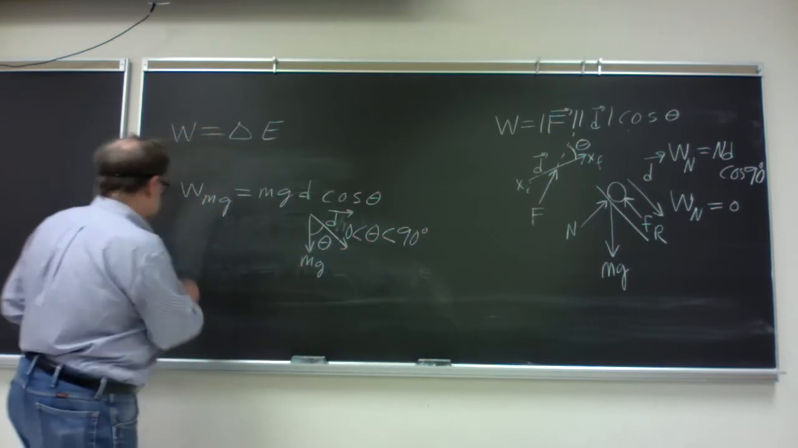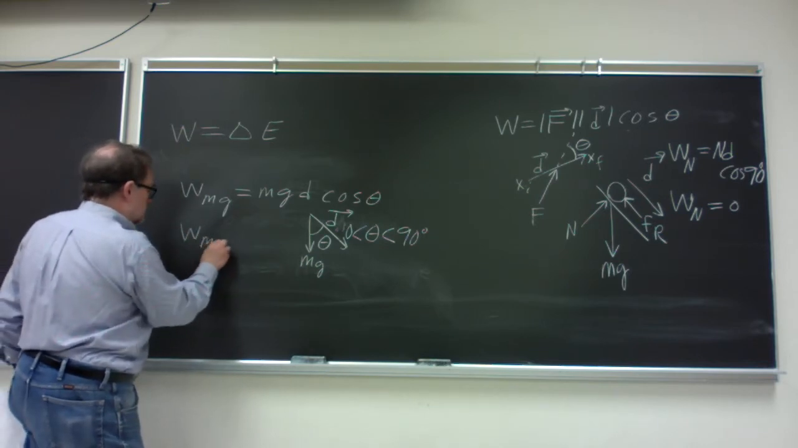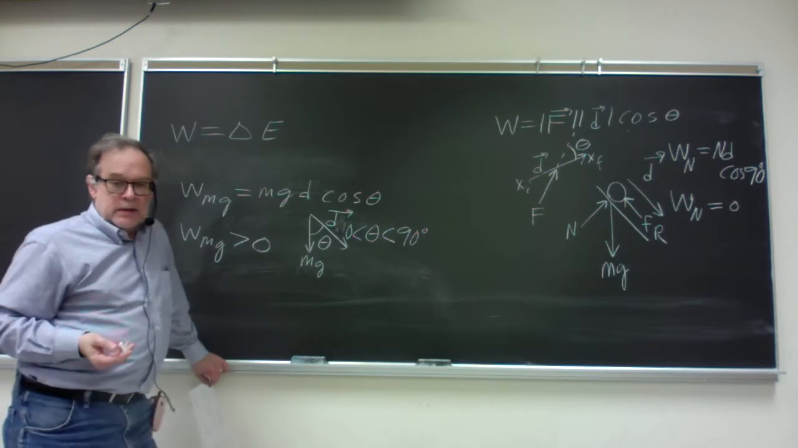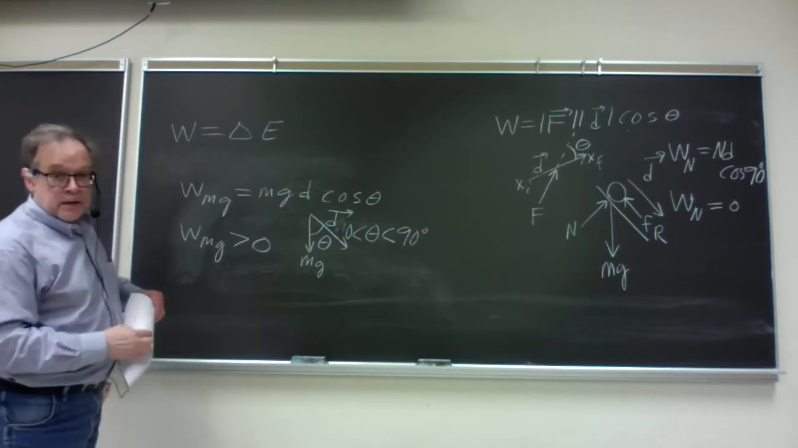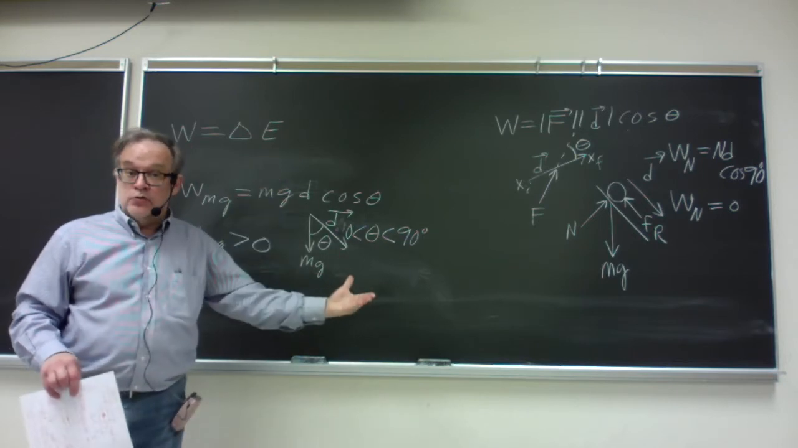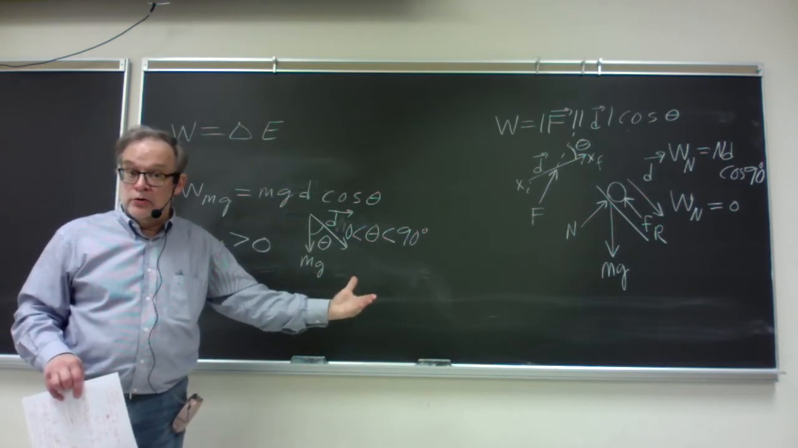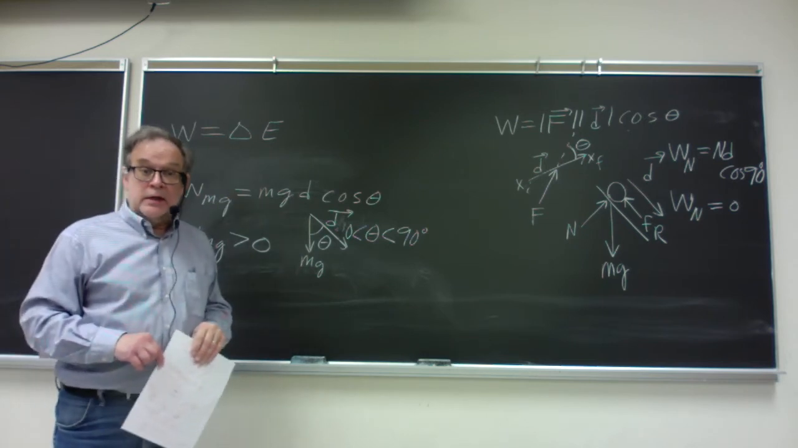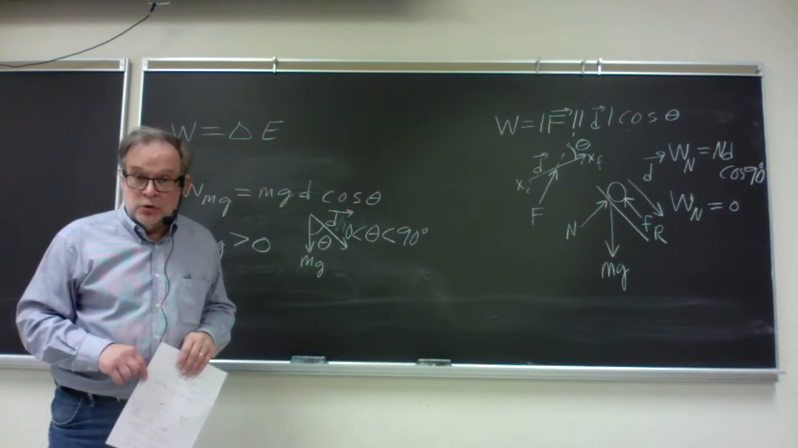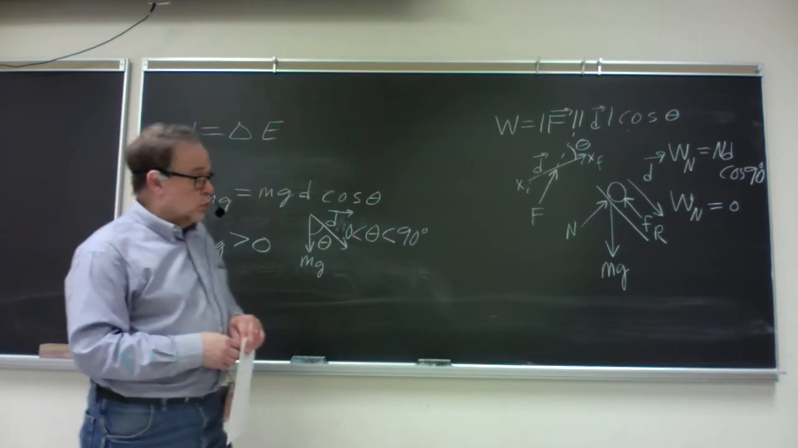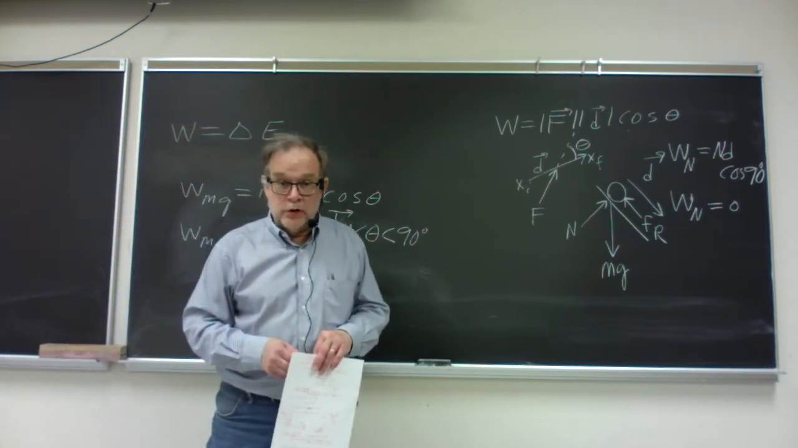So the work done by the weight is a positive work, and whenever you have positive work, that's a positive contribution to the total energy, a positive delta E, an increase in the total energy. And then finally, what about the work done by the rolling friction force?